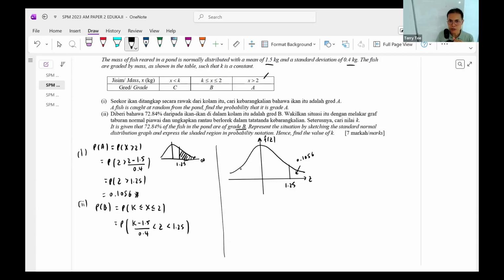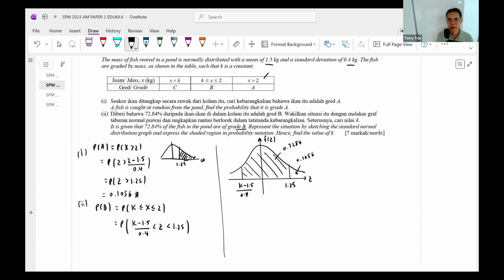If it's 78%, so this one should be quite further to the left. This is your k minus 1.5 divide 0.4. So what is this area? 0.7284. So you need to represent it. So I need to do a shading here like this. This is a region.